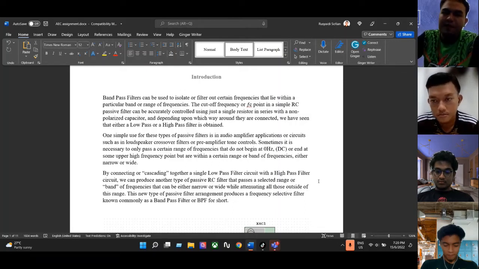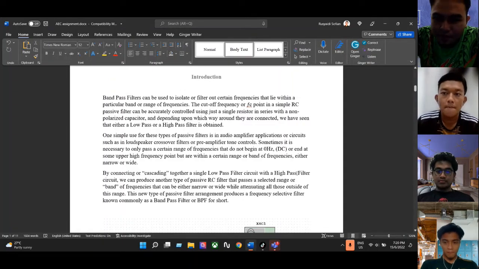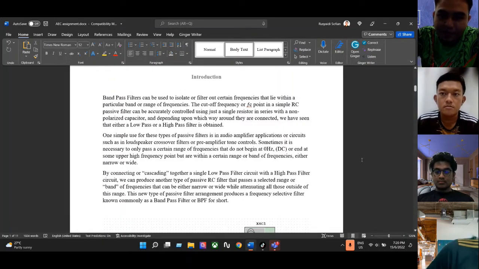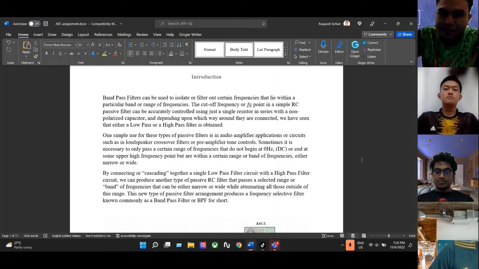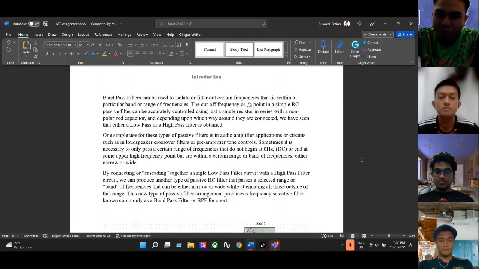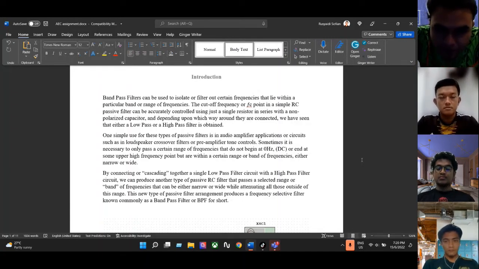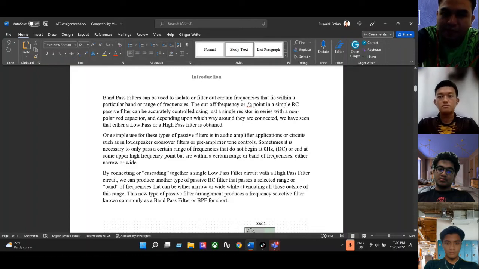By connecting or cascading together a single low pass filter circuit with a high pass filter circuit, we can produce another type of passive RC filter that passes a selected range or band of frequencies that can be either narrow or wide, while attenuating all those outside of this range. This new type of passive filter arrangement produces a frequency selective filter known commonly as a band pass filter, or BPF for short.